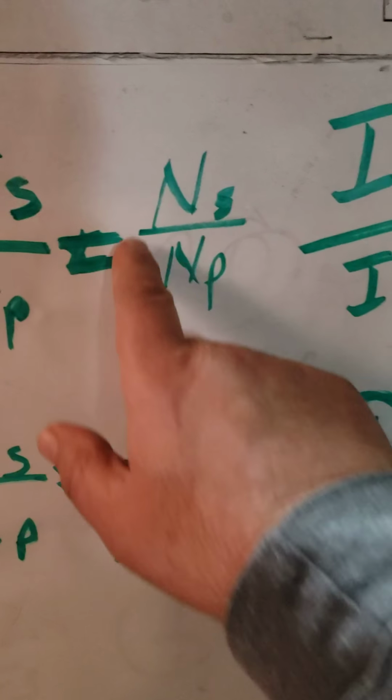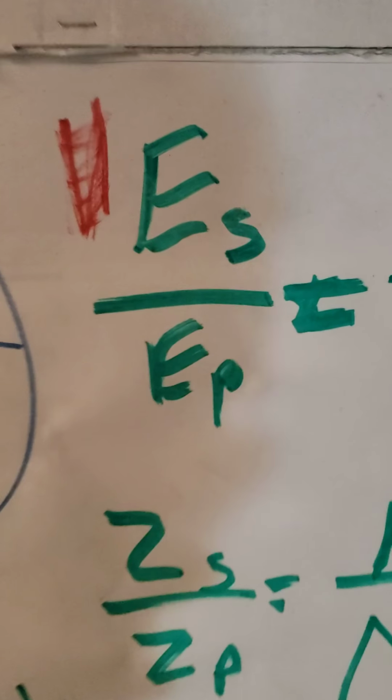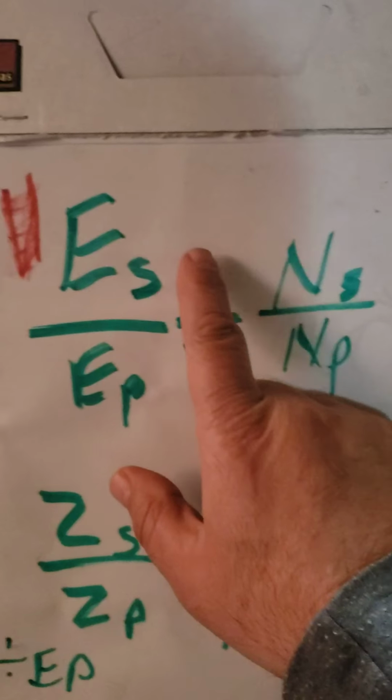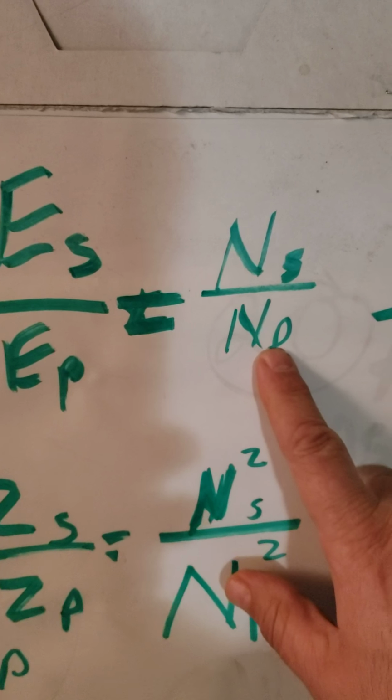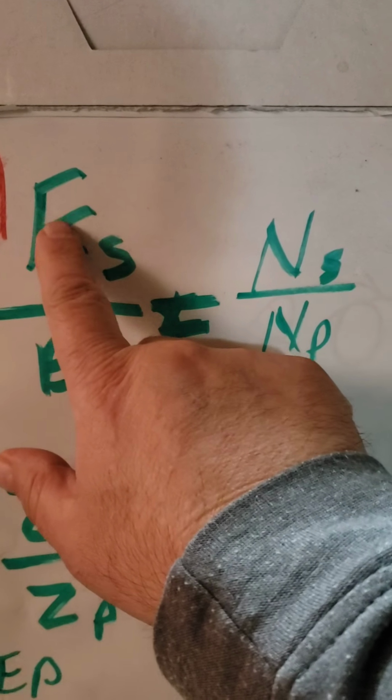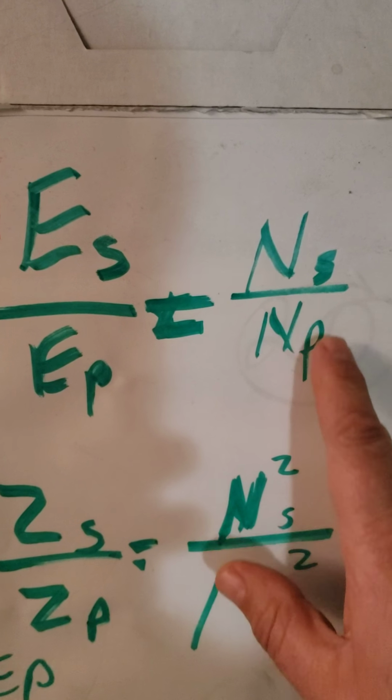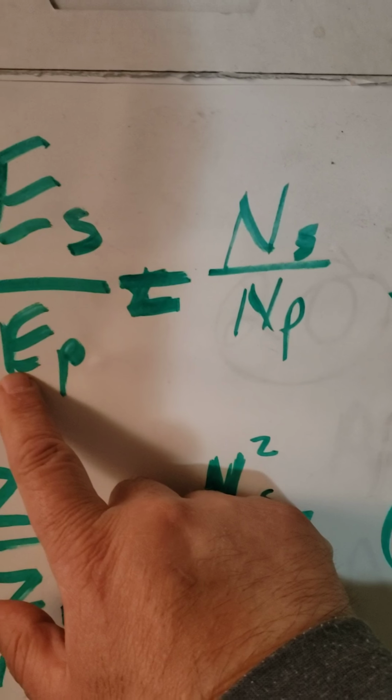All right, here's my formulas off of page 139, I think it was. So it's ES over EP equals NS over NP. Okay, always remember, this times this equals this times this.